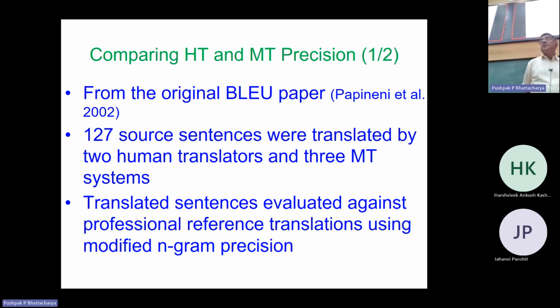So comparing human translation and machine translation precision. That's very important. Any metric we propose in AI, we'll have to show its correlation with human performance. So from the original BLEU paper, which is Papineni et al. in 2002, this is the correlation study. 127 source sentences were translated by 2 human translators and 3 MT systems. Translated sentences were evaluated against professional reference translations using modified n-gram precision. Modified n-gram precision means clipped count.